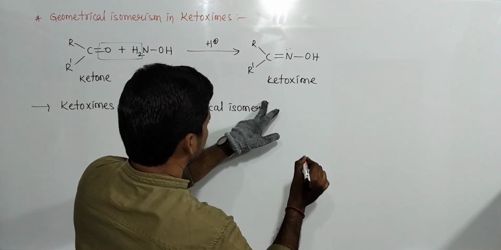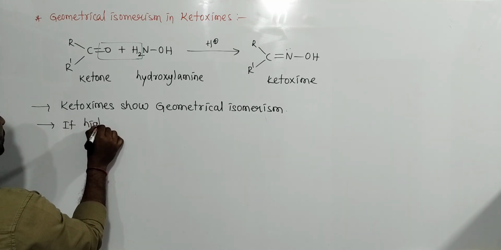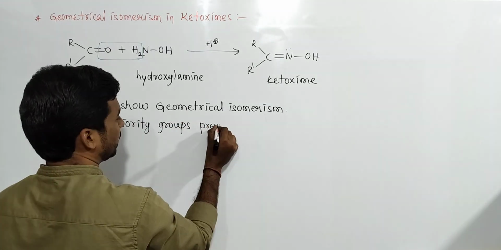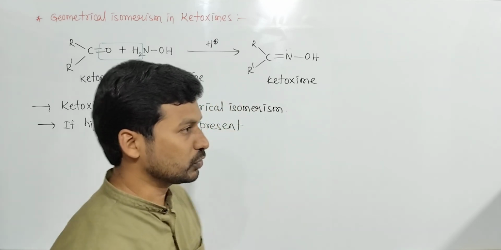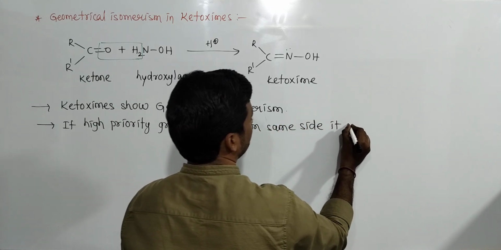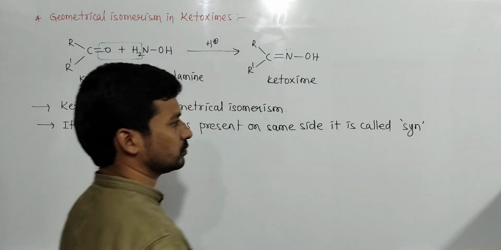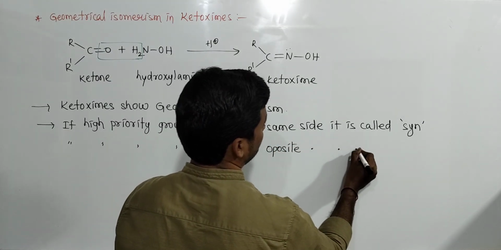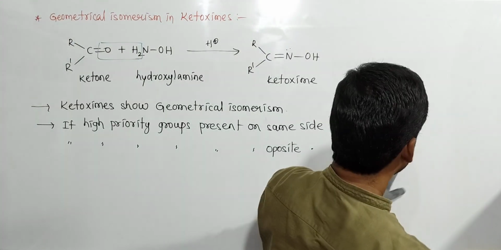Ketoximes show geometrical isomerism. If high priority groups are present on the same side, just like in E/Z configuration, the priority selection rule for groups follows the CIP rules. If high priority groups are present on the same side, it is called syn. If high priority groups are present on opposite sides, it is called anti. Use the prefix syn or anti, not trans.